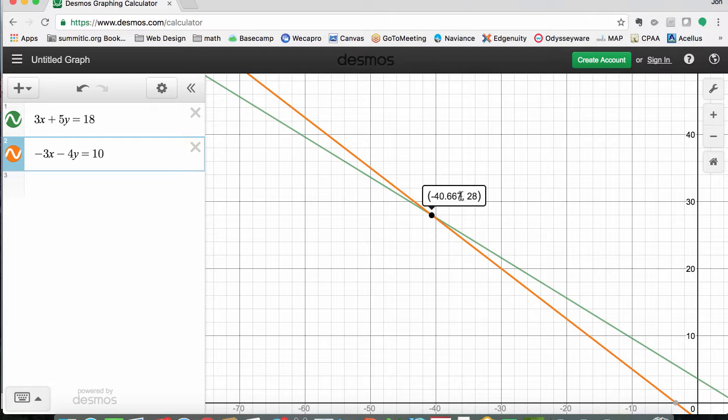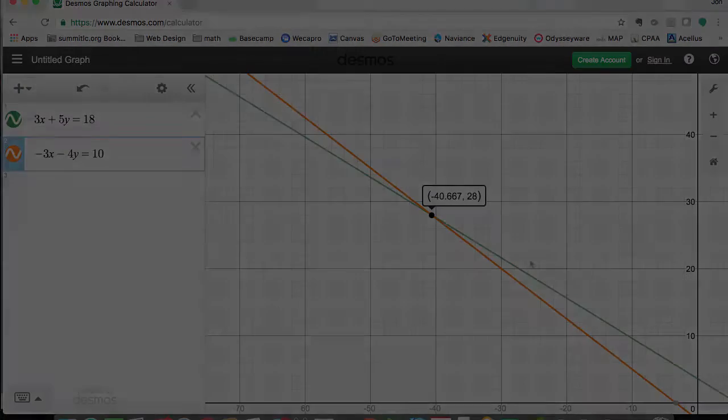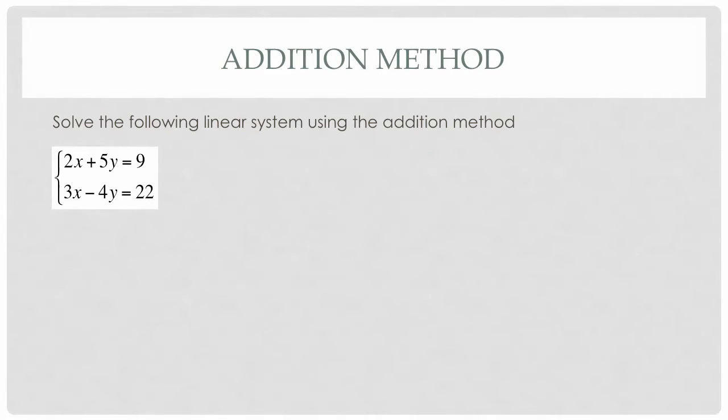And we found an x value of negative 40 and 2/3. Well, it's the same as negative 40.667. It's not exact because our graphing calculator can't give us exact fractions. So it's giving us the decimal approximation. But this definitely is showing that what we found algebraically using the addition method, it is right on. It is the intersection point, the solution to where these two lines intersect. Let's take a look at one more.